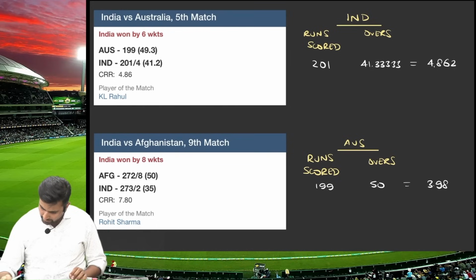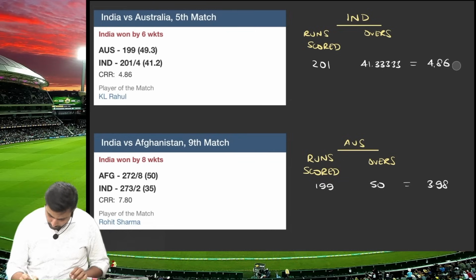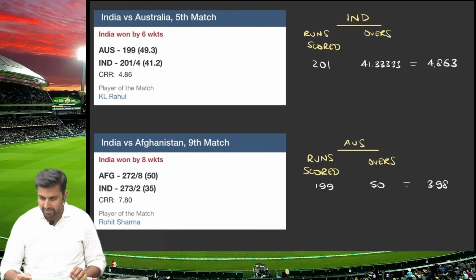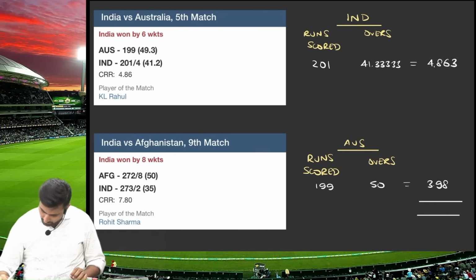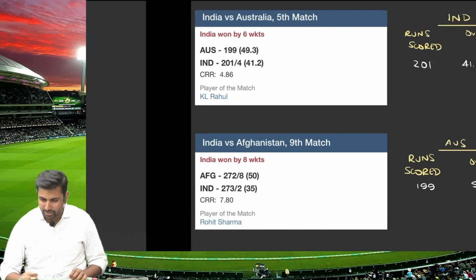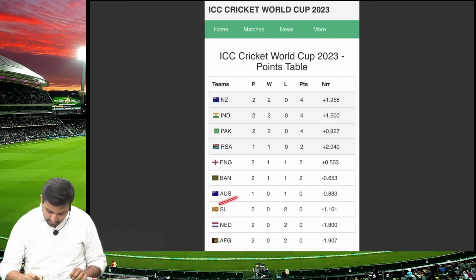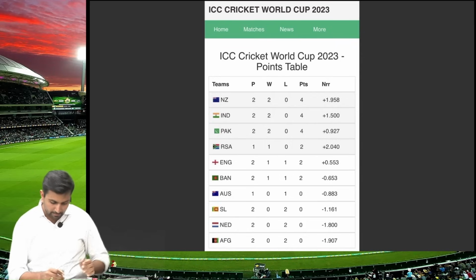So if I take 201 upon 41.33333, this is 4.8629. So actually it is 4.863, and this run rate is 3.98. So the difference comes out to 4.863 minus 3.98, which is 0.883. So Team India's positive run rate at the end of first match was 0.883, which still is Australia's negative net run rate.